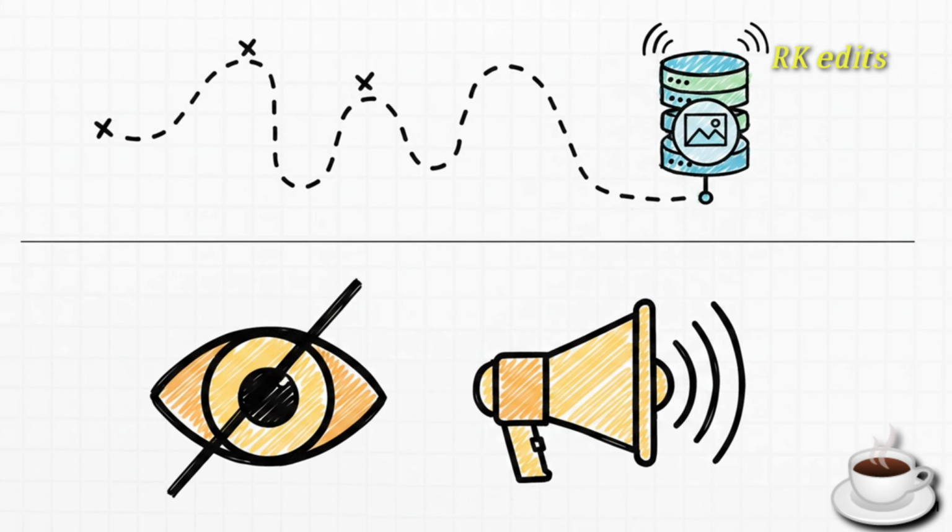Let's break down these mandatory attributes because they are honestly the secret sauce of the image tag. First is the SRC, or source attribute. This is just the file path or URL that points the browser to where the picture actually lives on a server somewhere. It basically says, go fetch the image from right here.